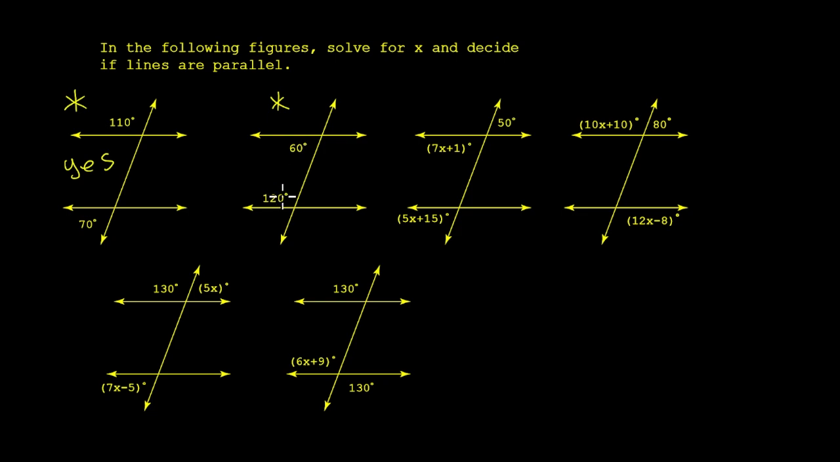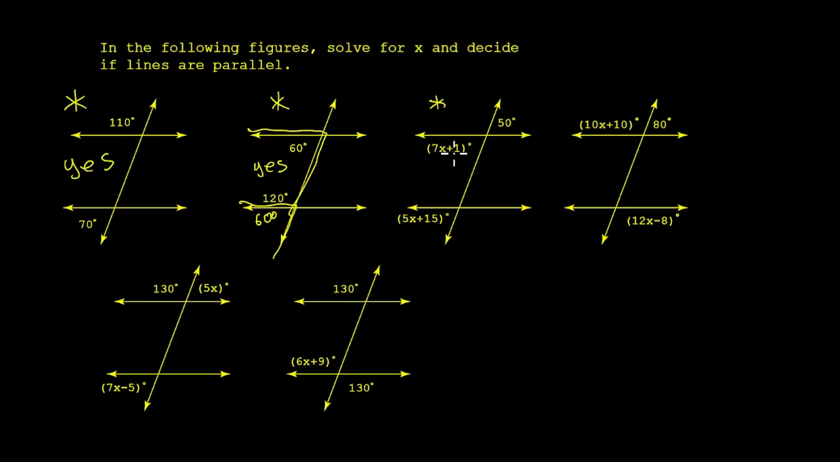Same side interior angles should also be supplementary. 120 plus 60 equals 180. So yes, they are. So these are parallel. Another way you could attack this if you want would be to say this angle is 120, therefore its supplement is 60 degrees. And then I have congruent corresponding angles. You could do that.